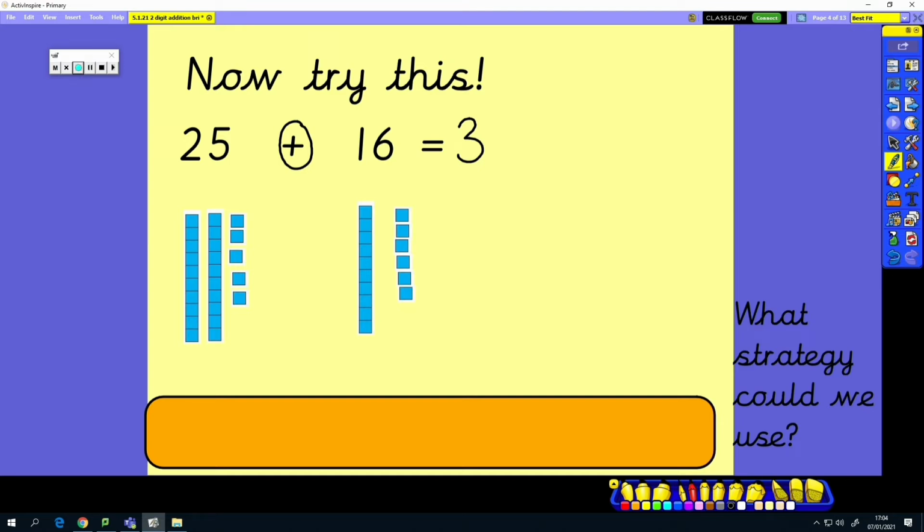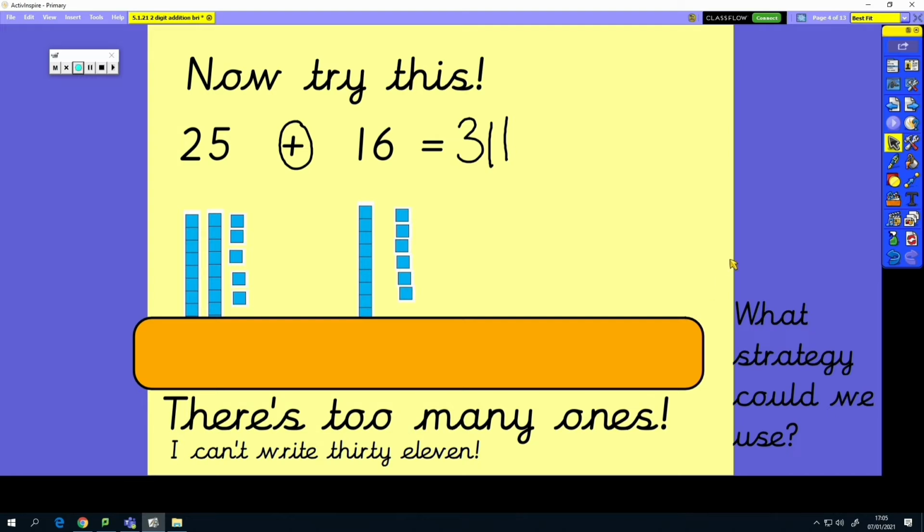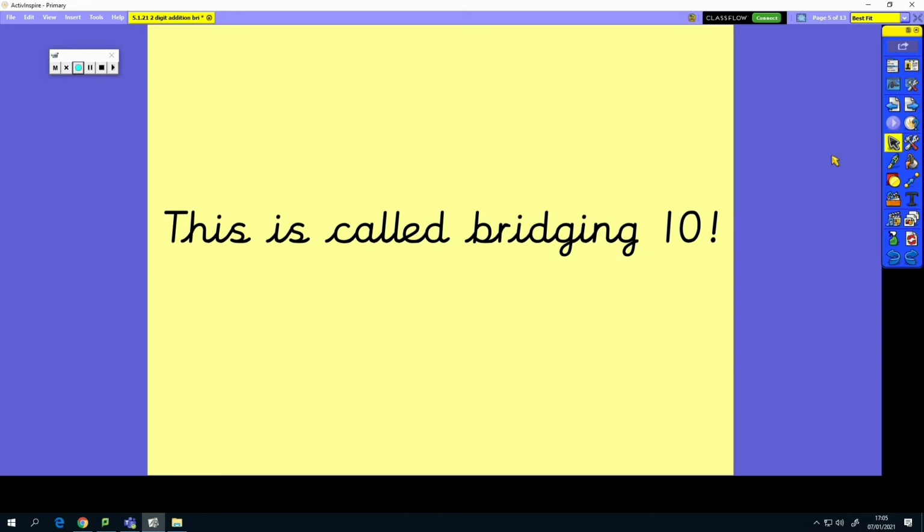Now we're going to count our ones, just like we did before. 1, 2, 3, 4, 5, 6, 7, 8, 9, 10, 11. So we've got 11 ones. So we've got 3 tens and 11 ones. Does that look right? That would make it 3011, but that is not the right answer. There are too many ones. You can't write 3011. So using tens and ones to solve this type of calculation is too tricky. We need to use our make 10 strategy, and we are going to be bridging 10. That means we're going to make 10 and then go past it. We're going to show you how to do that now.